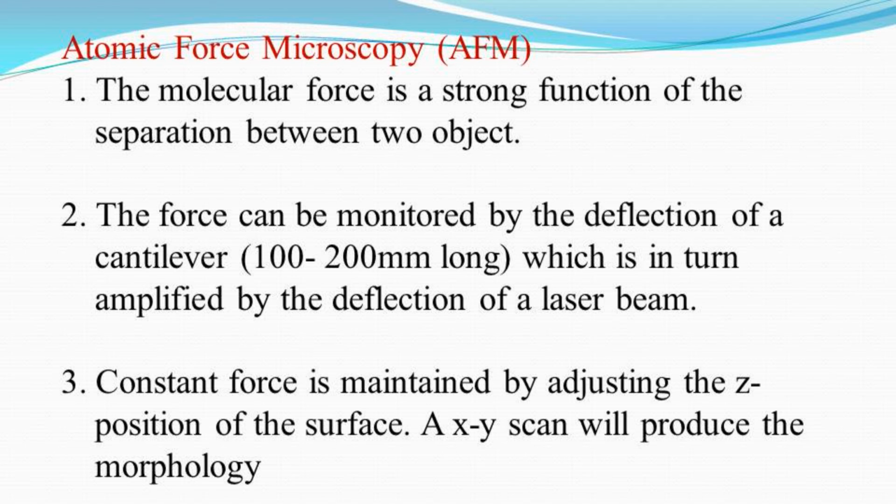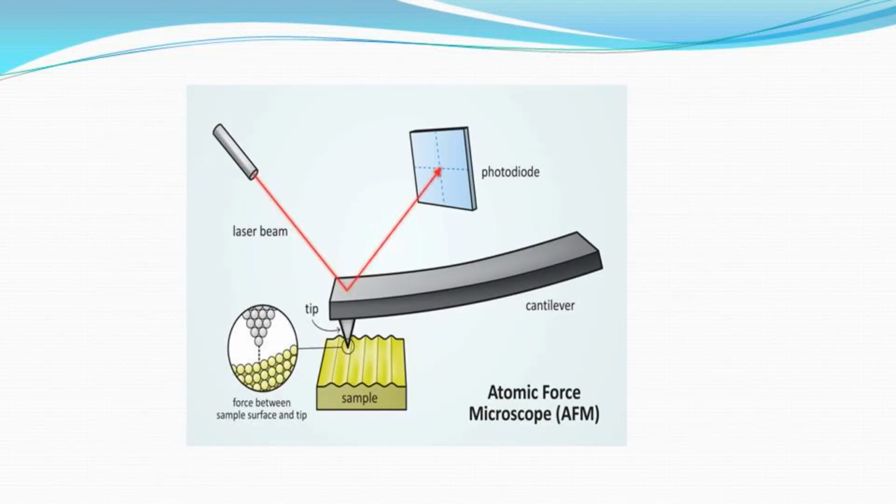Next we have the atomic force microscopy. The molecular force is a strong function of the separation between two objects. The force can be monitored by the deflection of a cantilever, which is in turn amplified by the deflection of a laser beam. Constant force is maintained by adjusting the position of the surface. This picture shows the working of atomic force microscopy, wherein you could see the use of a 100 to 200 mm long cantilever.